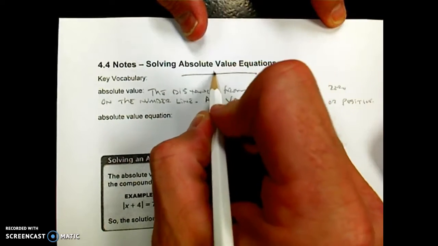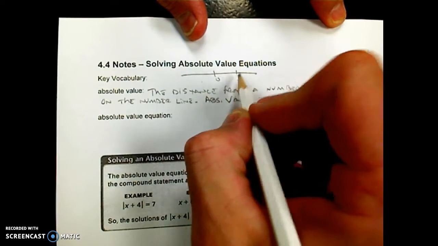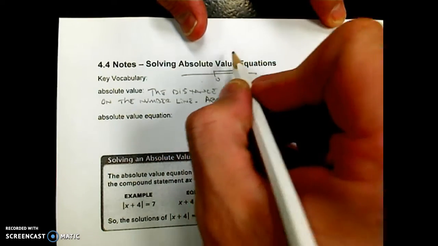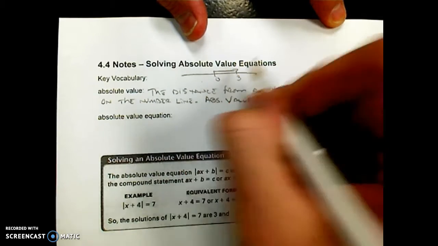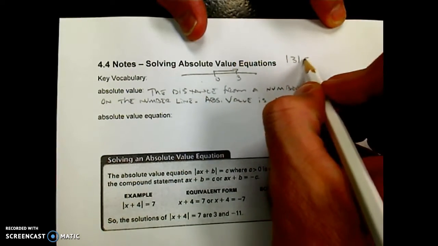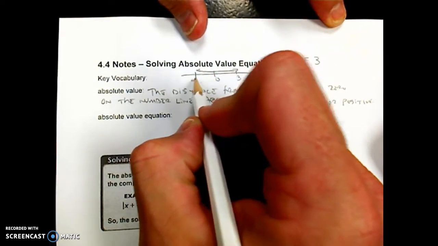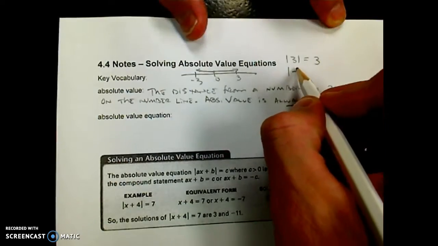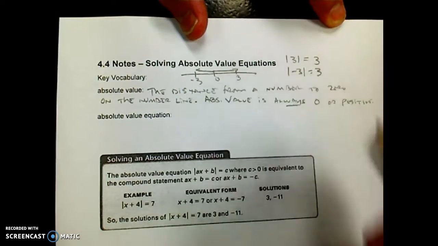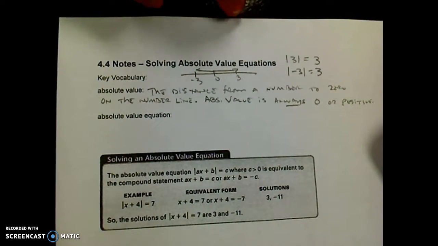So as an example, if we think about the number 3, it's 3 units from 0 to 3 on a number line. So the absolute value of 3 is 3. It's also 3 units from 0 to -3. So the absolute value of -3 is also 3.